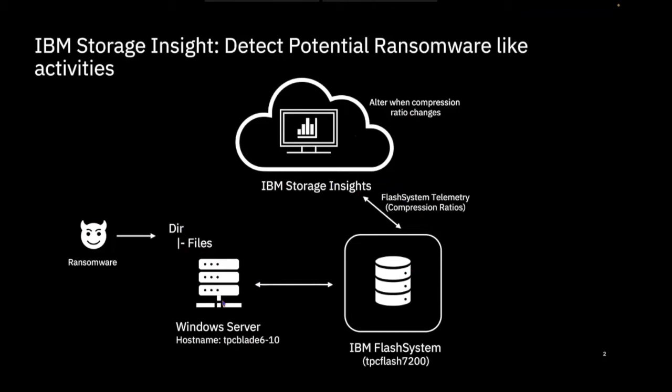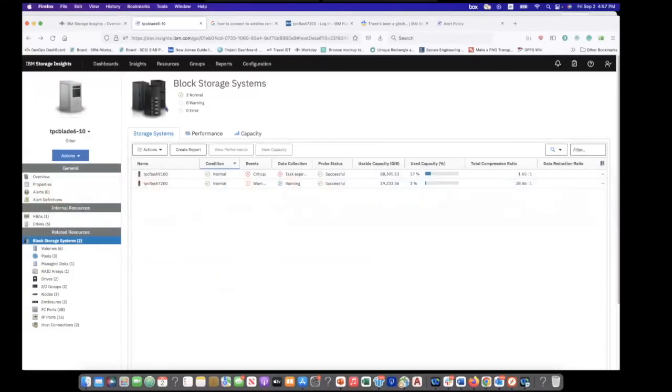So now I will go into IBM Storage Insights. What you see is IBM Storage Insights, which I have already logged in, and you see TPC Blade 610, which is my Windows system. Now this Windows system has TPC FlashSystem 7200 as one of the storages which is providing the volumes to that host. Today, the total compression ratio being achieved for the data stored on FlashSystem 7200 by this Windows server is about 28.46:1. This is the total compression ratio that is being achieved.